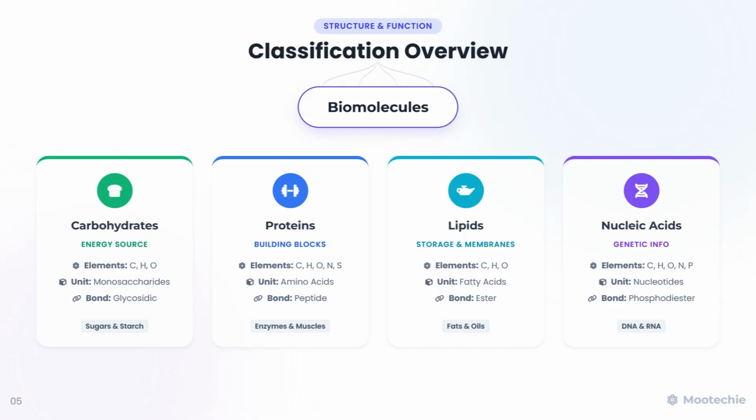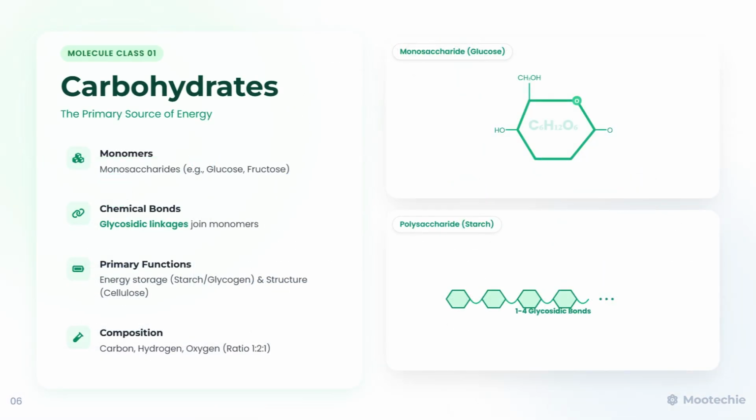Now let's explore each class in more detail, starting with molecule class 01, carbohydrates, the primary source of energy. Their monomers are called monosaccharides, for example, glucose and fructose. They are joined together by chemical bonds called glycosidic linkages. Their primary functions are energy storage, like starch and glycogen, and providing structure, like cellulose. Their composition is carbon, hydrogen, and oxygen, typically in a 1:2:1 ratio.